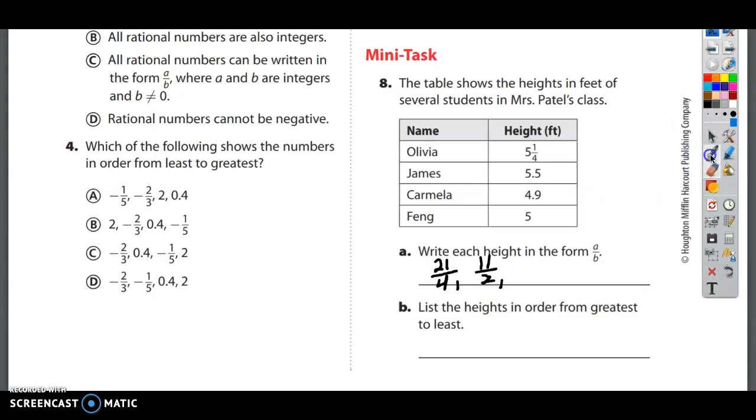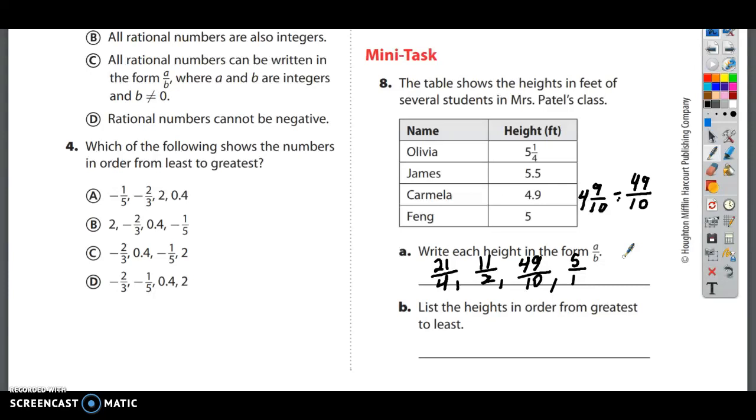Let's check out this next one the same way. 4.9 is the same as 4 9/10. 4 times 10 is 40, plus 9 is 49. 49/10. And that doesn't simplify because 49 and 10 don't share a factor. And 5 is the same as 5 over 1.